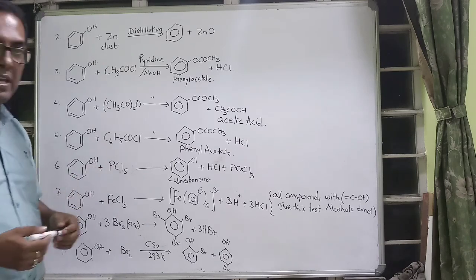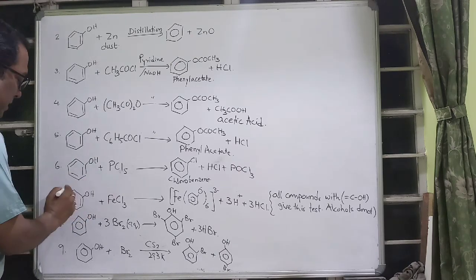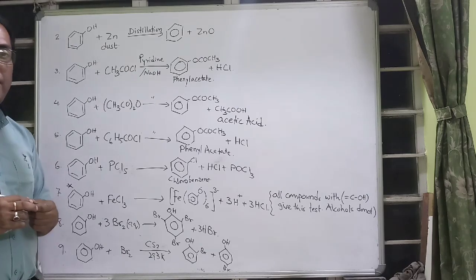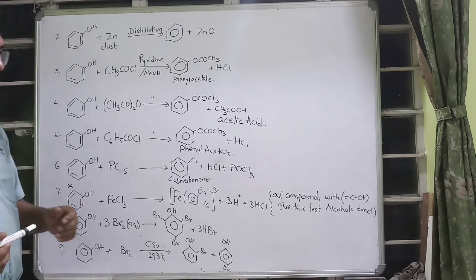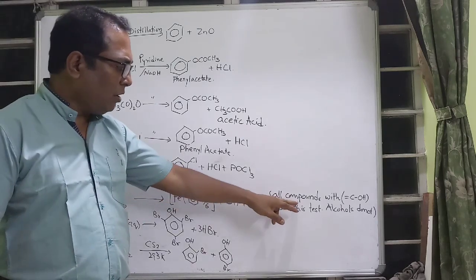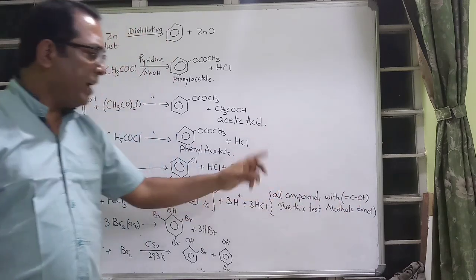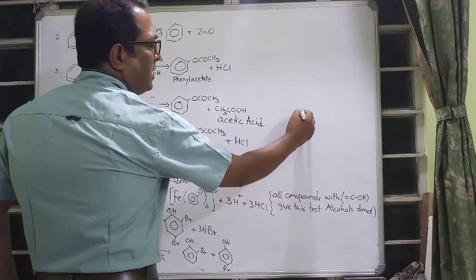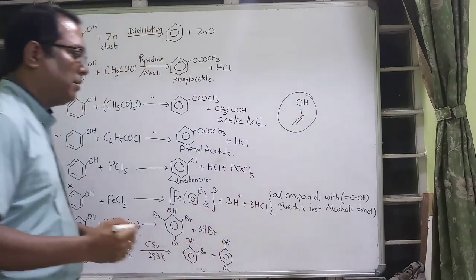Similarly, PCl3 won't react. On the 7th point, here is a very important reaction, because it is shown particularly by phenols which have the enolic group. What is the enolic group? I have written here: all compounds with a double bond C and OH. Whoever has this double bond C and OH, this is what we call the enolic group.